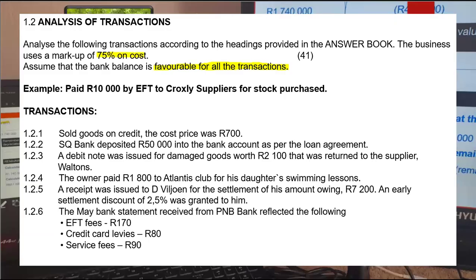1.2.1, these are just transactions. We sold goods on credit.